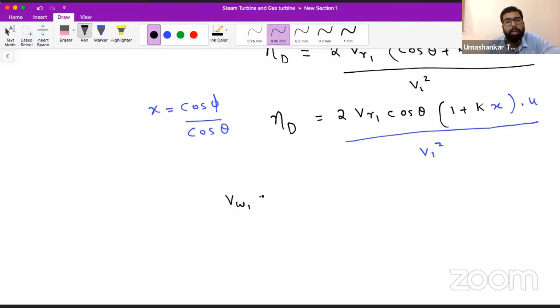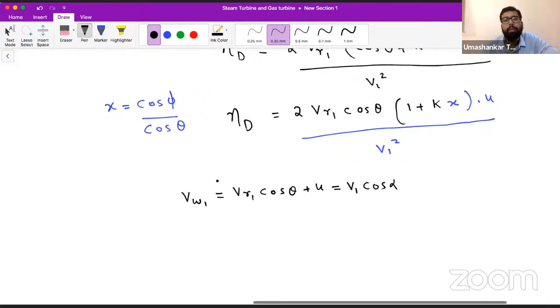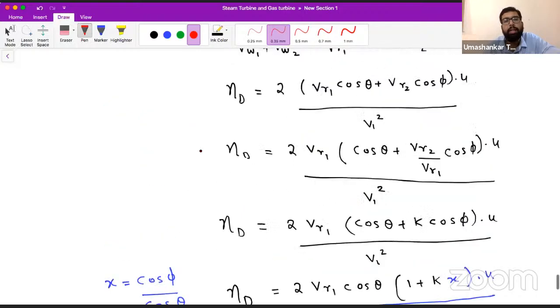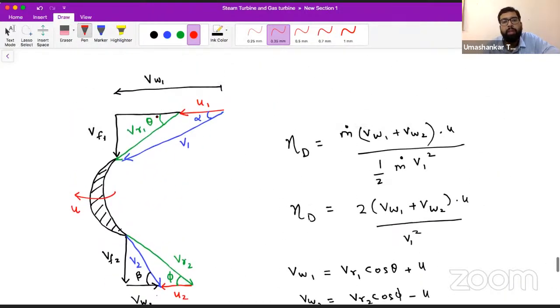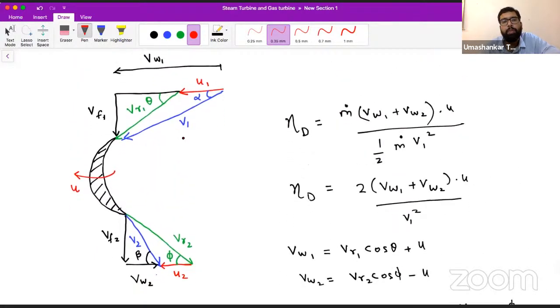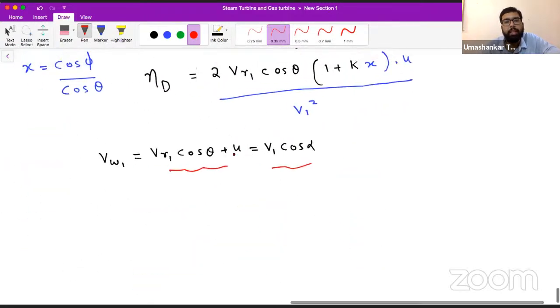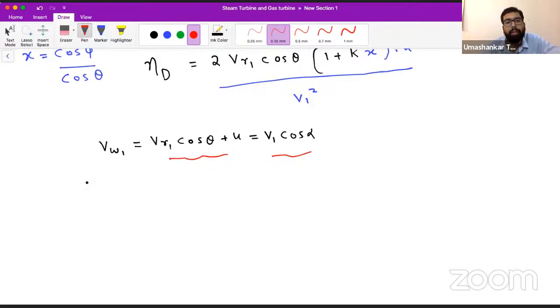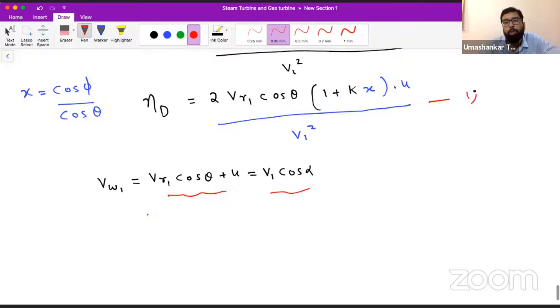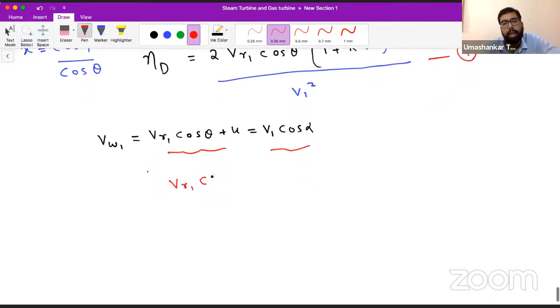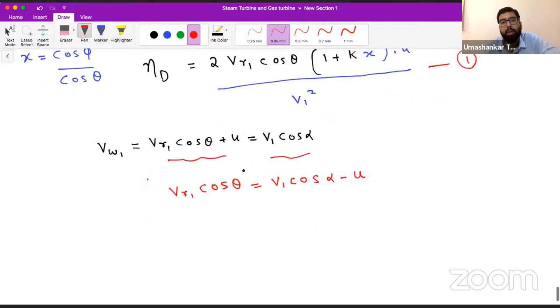In this diagram, can we say that VW1 is also equal to VR1 cos theta plus U, and this VW1 is also equal to V1 cos alpha. These all are the same thing. We can write VW1 in this way, and we can write VW1 in this way also. See the diagram. VW1 is VR1 cos theta plus U, and VW1 is also V1 cos alpha. So we have just written like this. Okay. So from here, let's say this is equation number one. So we have a value of VR1 cos theta, VR1 cos theta is equal to V1 cos alpha minus U.